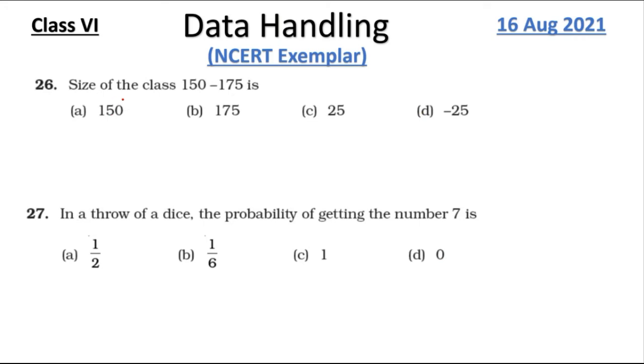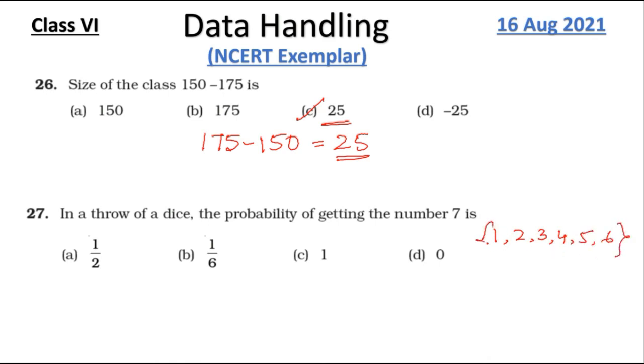Question 26. The size of the class 150 to 175 is. We need to subtract 150 from 175. We get it as 25. 25 is the class size. Question 27. In a throw of a dice, the probability of getting 7 is. Since the numbers on the dice are 1, 2, 3, 4, 5, 6, we don't have 7 on the dice. So the probability is 0 outcomes out of 6, which is 0. So option D is the right answer.